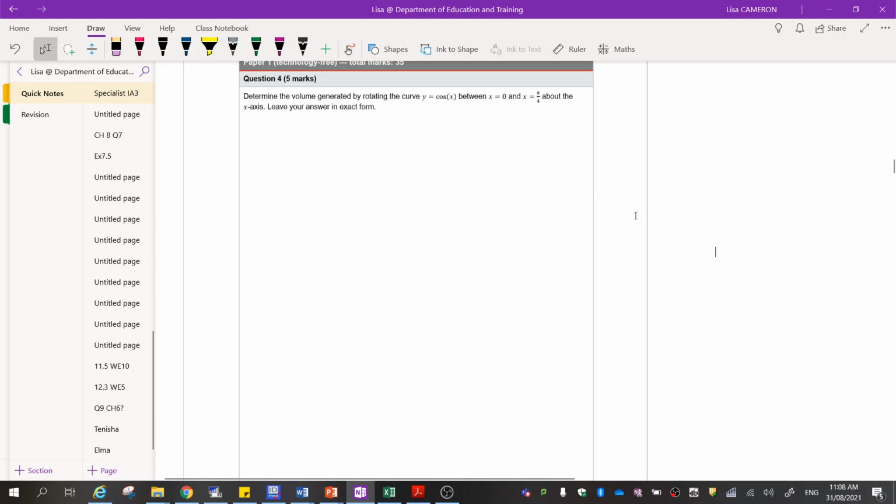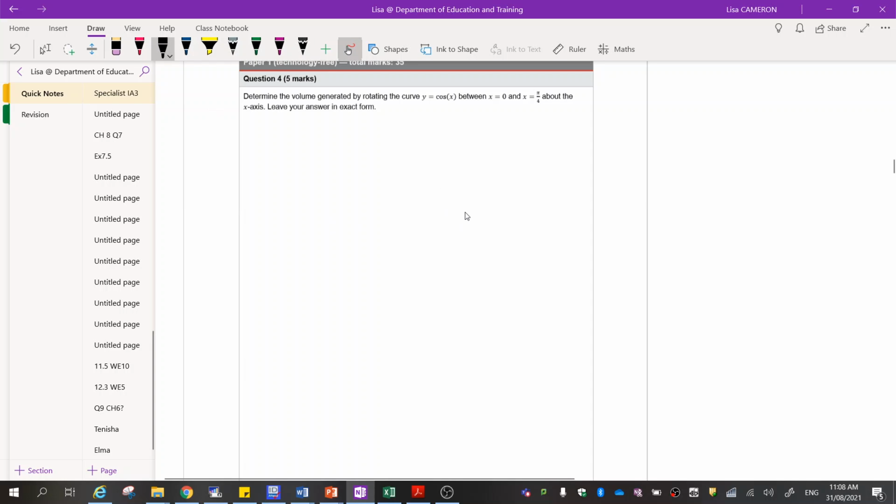Here's another good example of a volume of a rotation around a solids question. Determine the volume generated by rotating the curve y equals cos x between x equals 0 and x equals pi on 4 about the x-axis. Leave your answer in exact form.